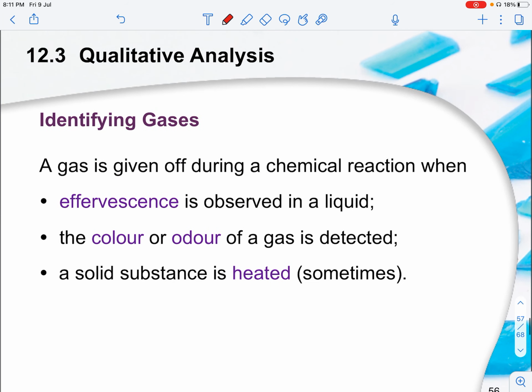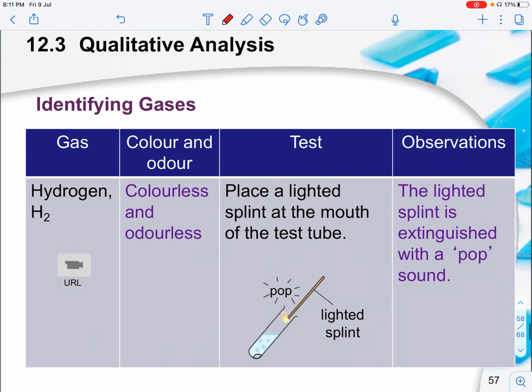Then, how do we identify the gas? This gas is usually released when there's a chemical reaction, so you should be able to see an effervescence. Sometimes some of these gases have a color or a smell. However, for the ones that you do in the science lab, they tend to be colorless, so you can't really tell the color. However, you will be able to smell something if it's ammonia gas. And if it's a solid substance, you tend to heat it up.